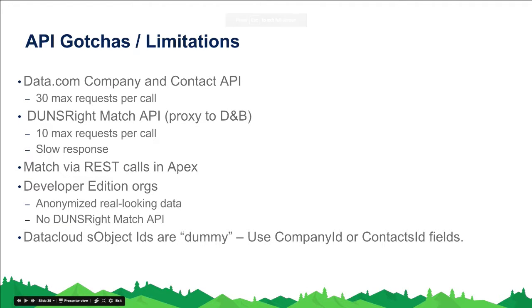To summarize, we've spoken about a couple of the APIs. Some of the gotchas are per call, you can make only 30 requests. That's one of it. And the DUNS right match API has only 10 requests per call. If you're doing it through the API, these are some of the limitations that you need to know. And these are also listed on the API website.